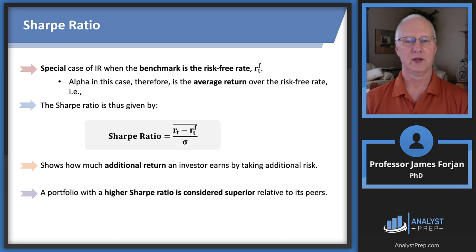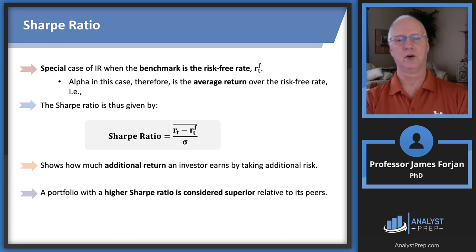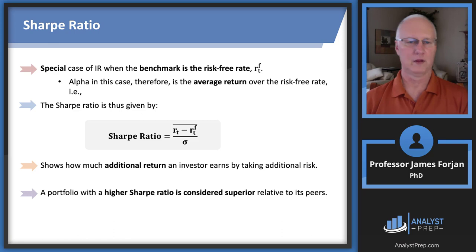So the Sharpe ratio really just tells us how the performance of a fund or a wealth manager compares to what's going on in the U.S. Treasury market, right? We ought to be able to beat the U.S. Treasury market because we're taking risk, but sometimes we don't. So we adjust by dividing by standard deviation, and we get this Sharpe ratio. Notice that orange arrow under the equation: the Sharpe ratio gives us some indication of the additional return an investor earns by taking additional risk. And of course, what we want to do is fill our portfolio with assets that have high Sharpe ratios.